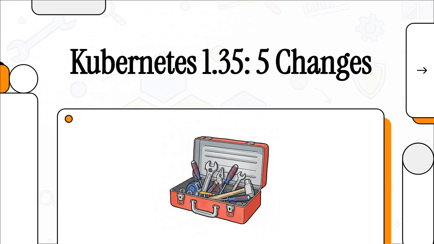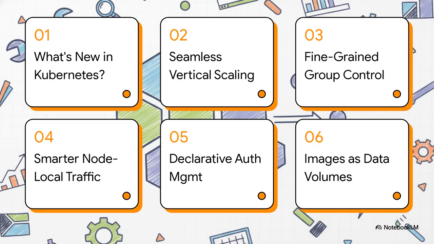So let's dive right in. So here's what we're going to cover. First, we'll quickly set the stage on what's new for day 2 ops. Then we're hitting our 5 headliners. Seamless vertical scaling, much tighter security controls, smarter network traffic routing, a declarative and frankly way better way to manage [something], and finally, a really cool new method for using images as data volumes.